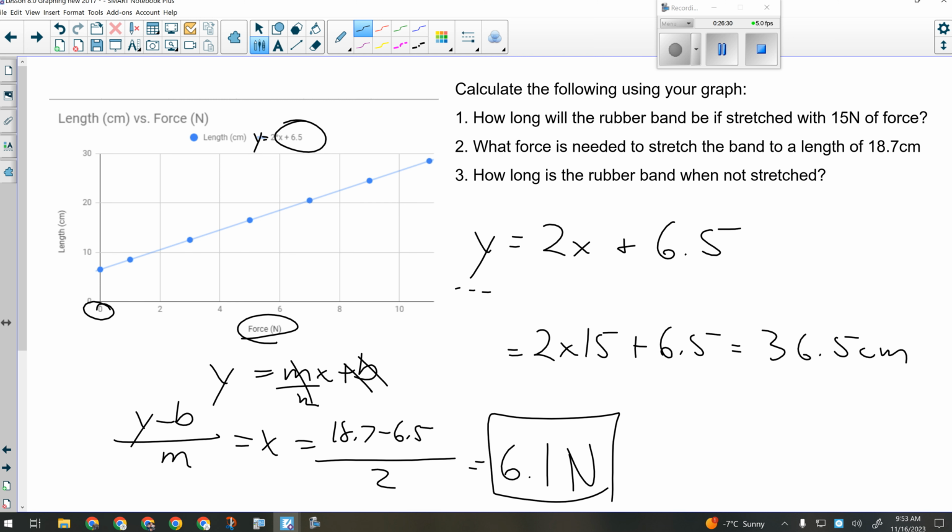Alex? On the graph on Google Sheets it says meters, not centimeters. Oh, okay. I probably just forgot to change it. All right, questions on how that works?